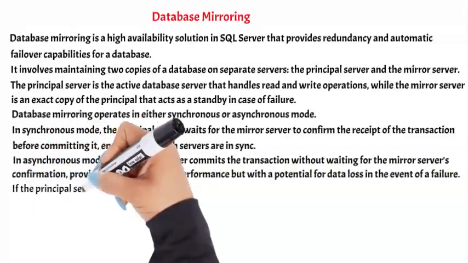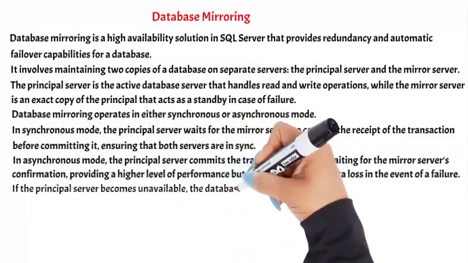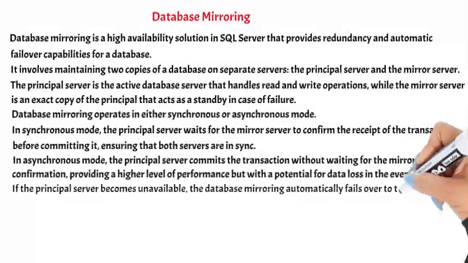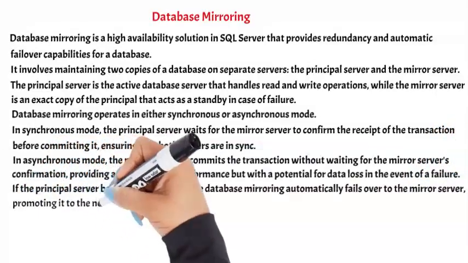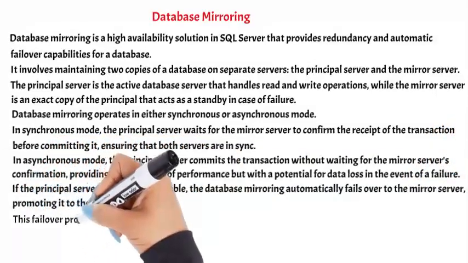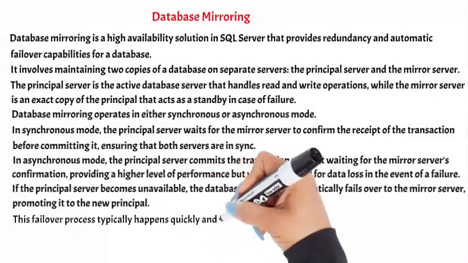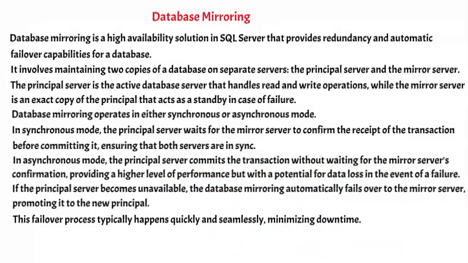If the principal server becomes unavailable, the database mirroring automatically fails over to the mirror server, promoting it to the new principal. This failover process typically happens quickly and seamlessly, minimizing downtime.